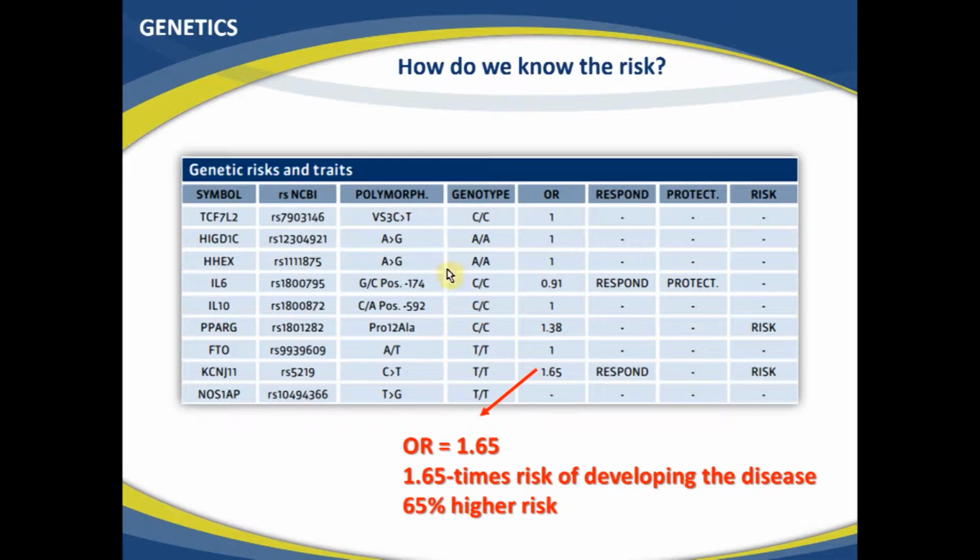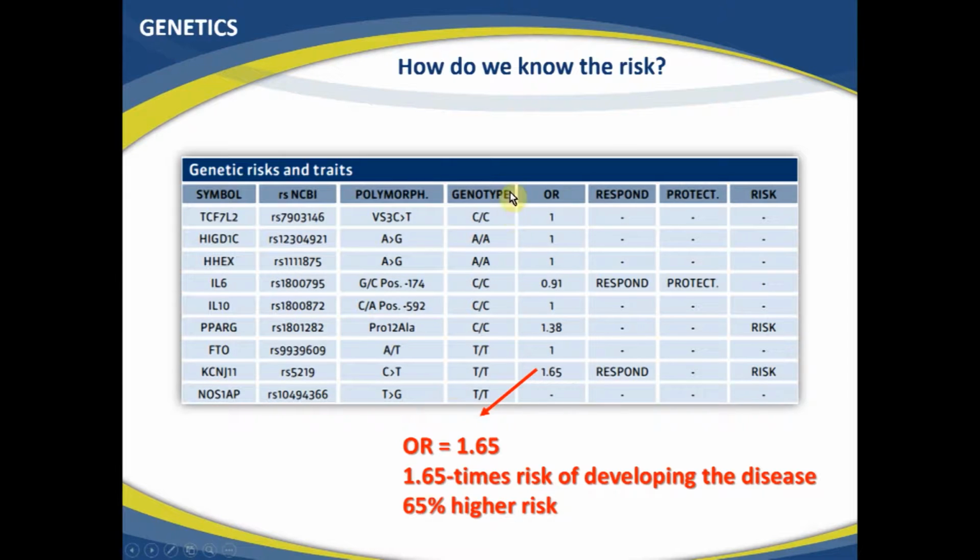Then polymorphism, this is really just some scientific jargon. It means the A letter is changed to a G through this variation. A G is changed to a C at position 174, and the pro amino acid on position 12 is changed to ALA. So really, a geneticist will know what this means. Anyone else doesn't really need to know because this is just some scientific information.